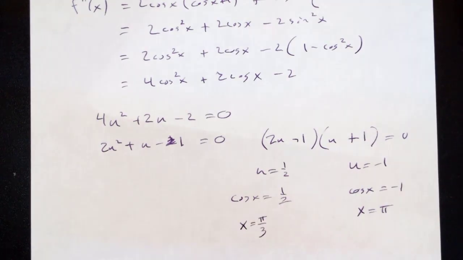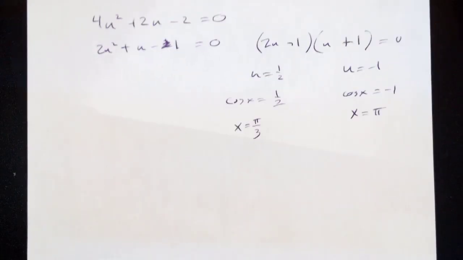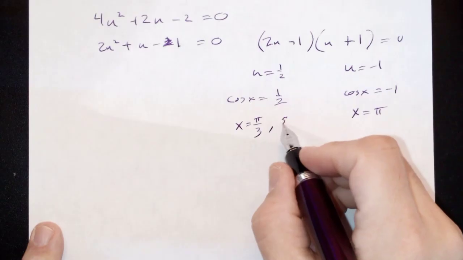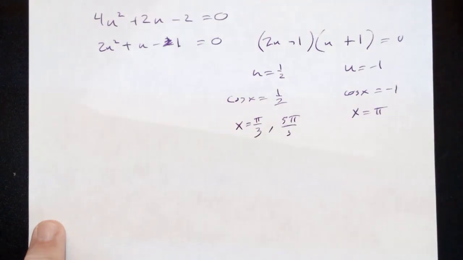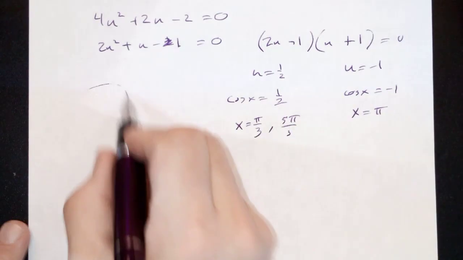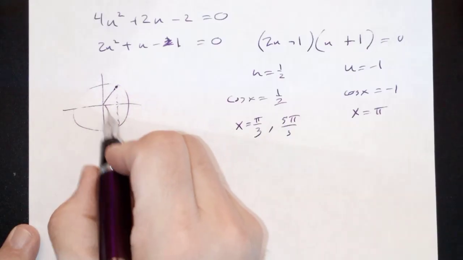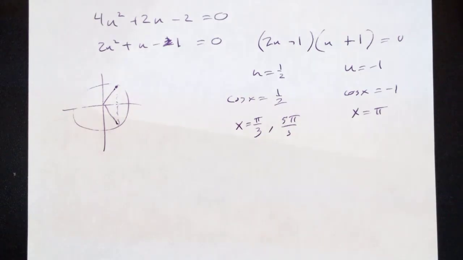But wait, there's more. There's another angle. Because not only is cosine positive in the first quadrant, it's also positive in the fourth quadrant. So the other angle I need is 5 pi over 3. Did you go to doing this? I just said it was quadratic. And I don't like factoring quadratics in weird variables, so I changed it to a u.